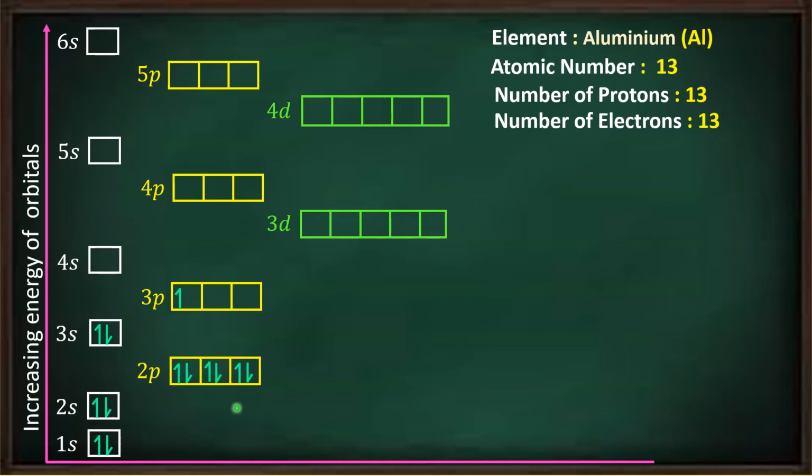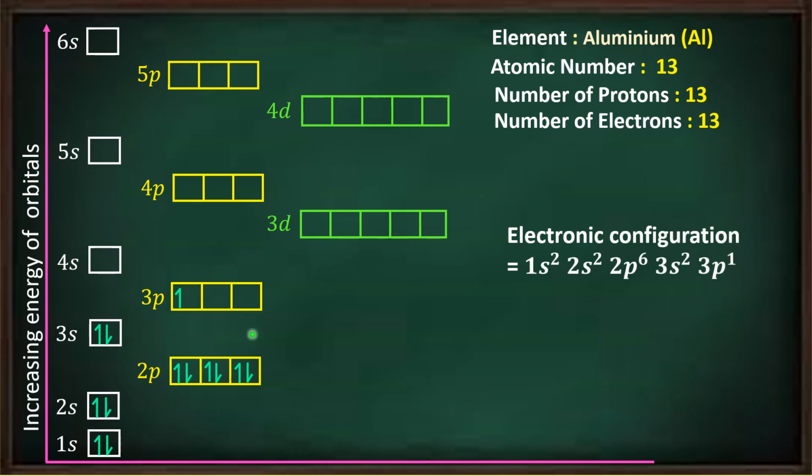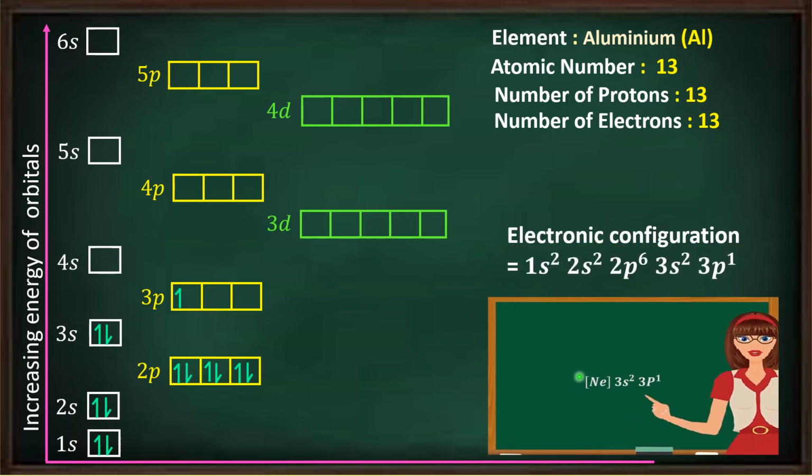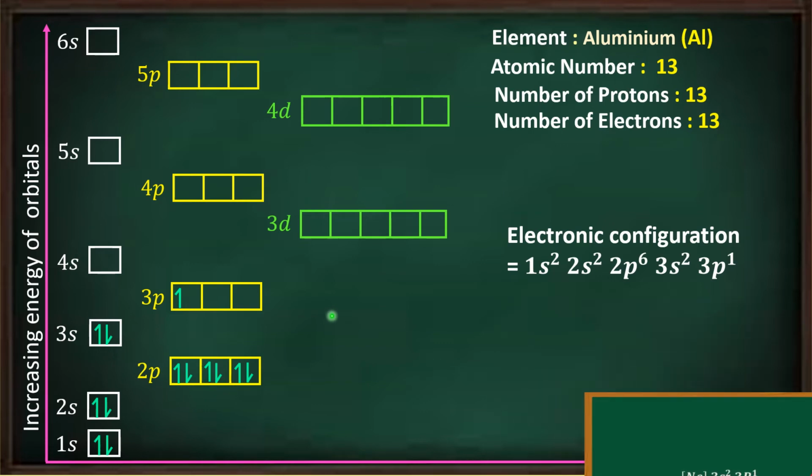So the electronic configuration is 1s2, 2s2. In 2p there are 6 electrons, and in 3s there are 2 electrons, and in 3p there is 1 electron. So 1s2, 2s2, 2p6, 3s2, 3p1, or we can write this electronic configuration in the short way as neon 3s2 3p1. It means that before 3s2 3p1 we have neon configuration. Okay.